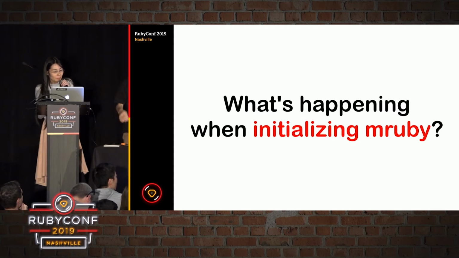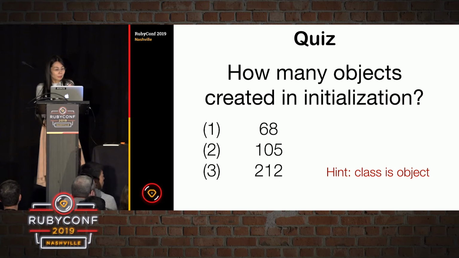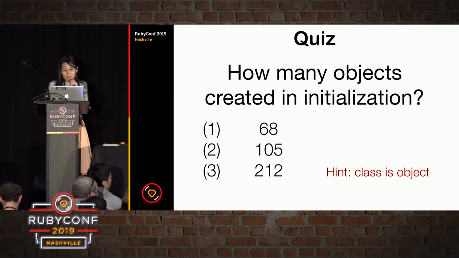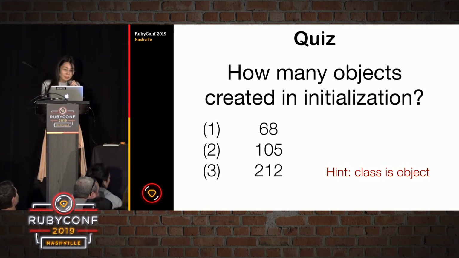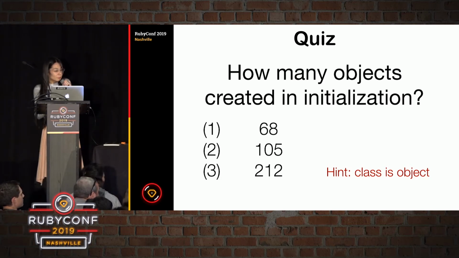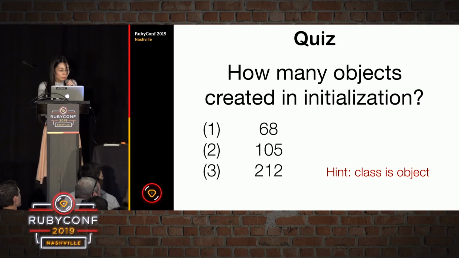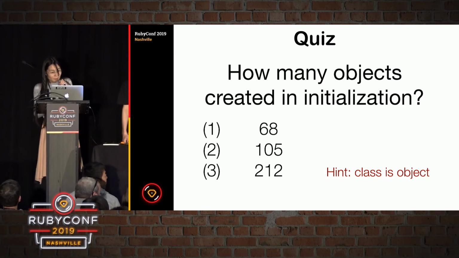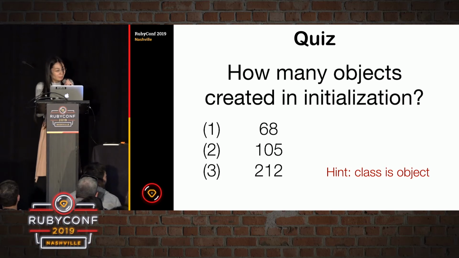Now back to our topic, initialization of mruby. While thinking about the initialization of mruby, I made a quiz of mruby. How many objects are created in initialization of mruby? The important hint is all classes are objects. So the number of objects is always greater than the number of classes.